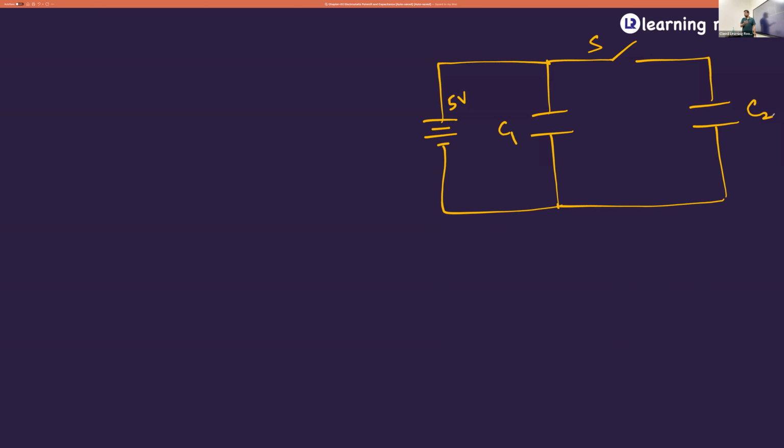It is going to charge both the capacitors. There will be some charge stored in this, and some charge stored in this. And there will be a potential difference of 5 volt here and 5 volt here.